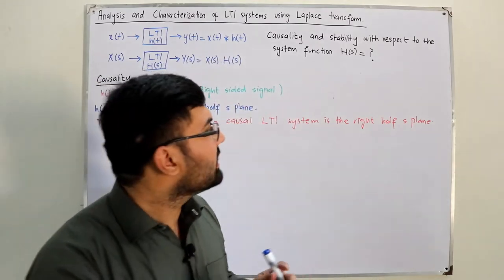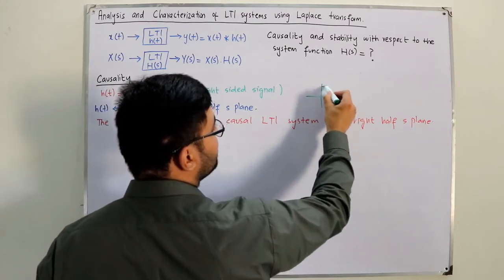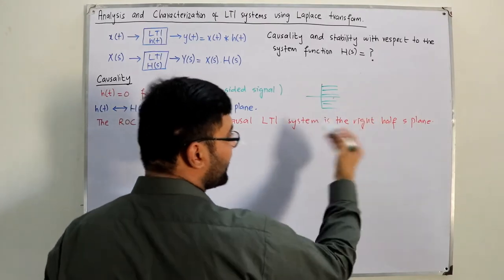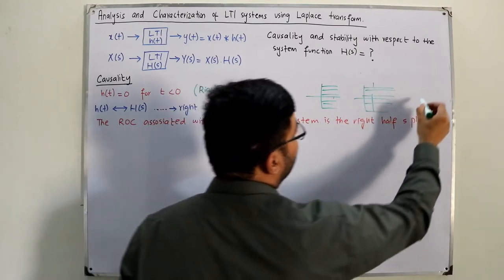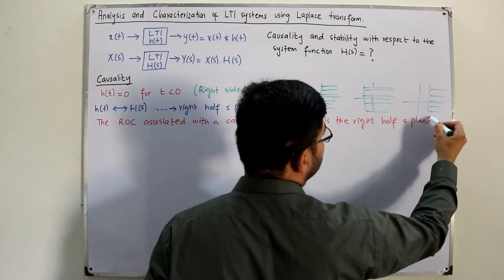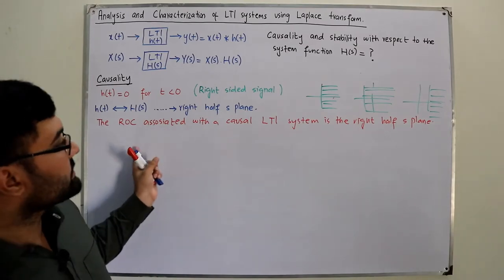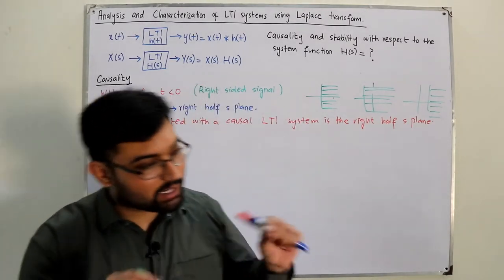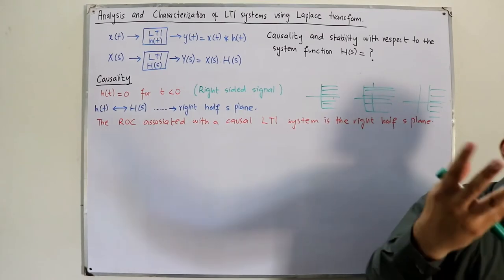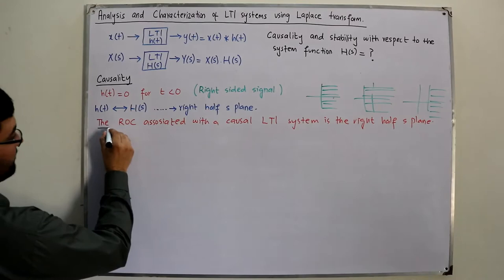If I show it pictorially over here, what do I mean by the right half? The right half does not necessarily mean only this. It could also mean like this, if the ROC is of this form, or it could also mean like this. So this one we would confirm, but these two are confirmed. This holds if the ROC associated with a causal LTI system is the right half plane. The converse of this is not always true.